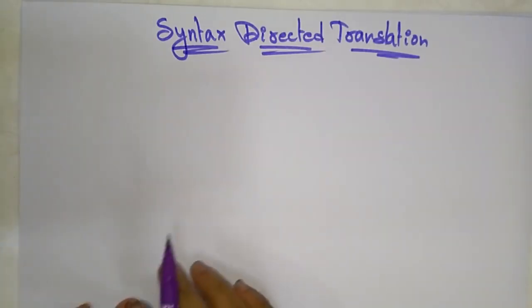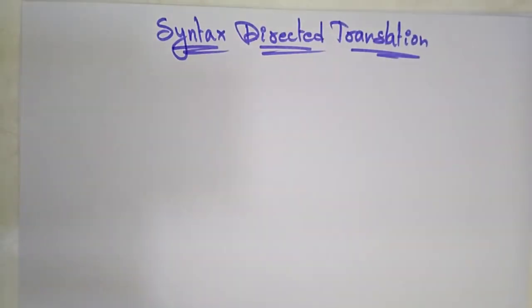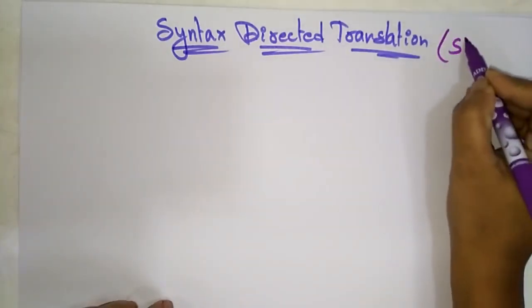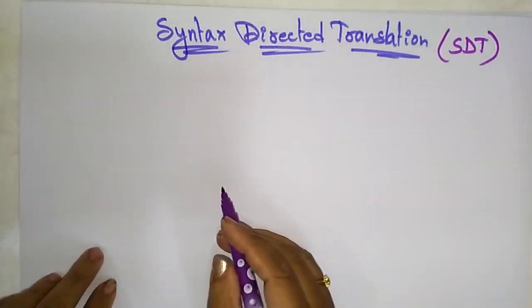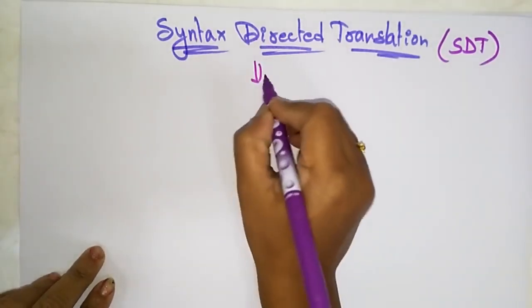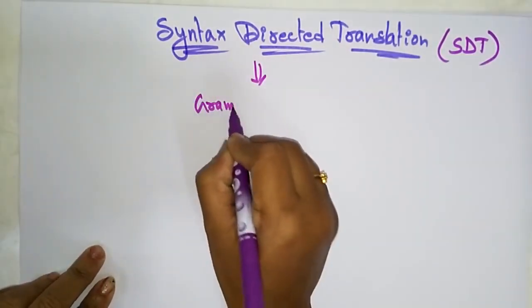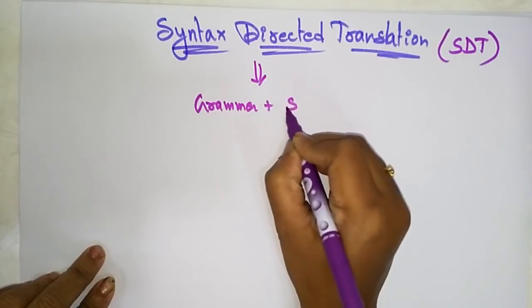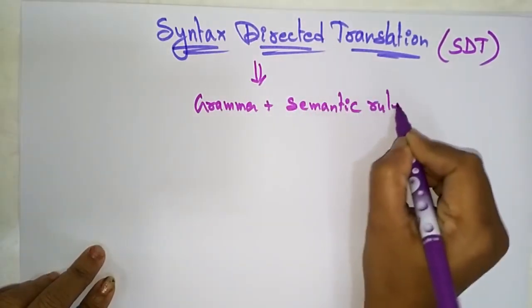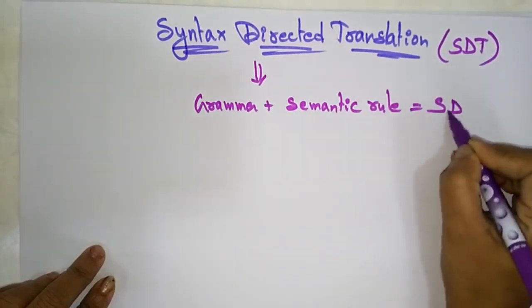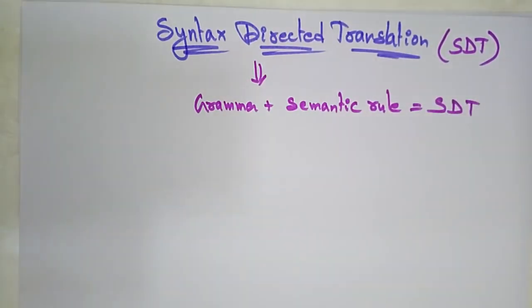So this is one of the important concepts. Let's see what this syntax directed translation, SDT, is. The main definition of syntax directed translation is simply grammar along with some semantic rules. You call it a syntax directed translation: grammar plus semantic rules. Okay.